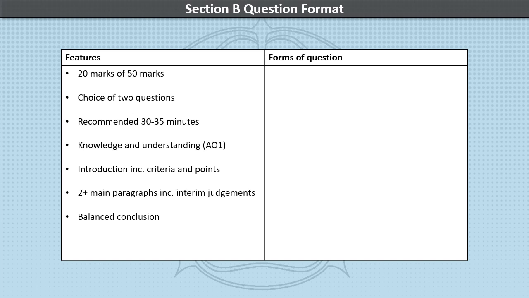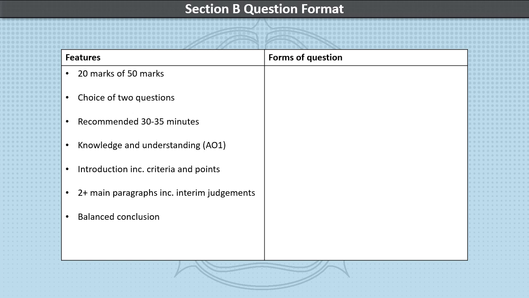And in your answer, we should see an introduction that lays out the criteria for your judgment and what the main points are going to be in your essay. There should be at least 2 main paragraphs, ideally 3, and it's important that those paragraphs contain interim judgments at the end. And then your answer should end with a balanced conclusion. In this video, we'll have a look at each of those points of introduction, main paragraphs and the conclusion. So we'll unpack those in a moment or so.